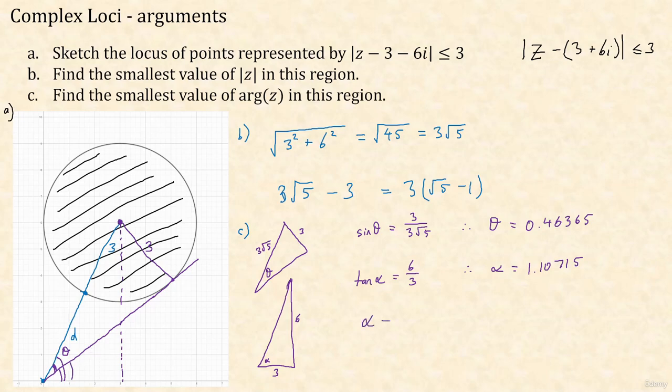So what this means is the angle that I'm interested in, this one here, is simply alpha minus theta. So alpha minus theta is, well, I can just use those answers from above, and I get 0.6435. And there we have it. That is the minimum value, the smallest value of arg z in this region. And I did it without ever finding the coordinates of this point, which would have been really awkward. I did it purely by using trigonometry with right-angled triangles. So that's an example of quite a challenging question involving arguments and modulus and circles and all sorts.